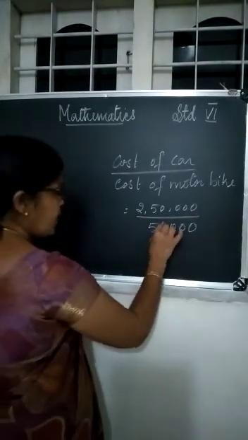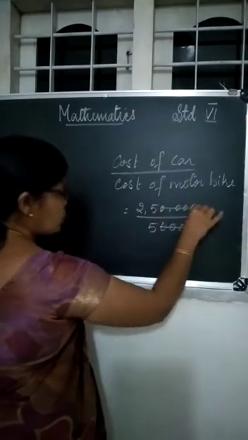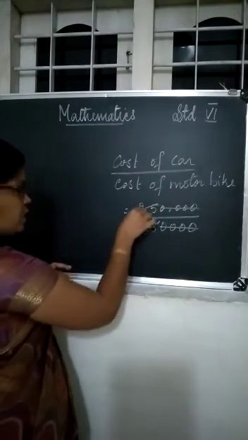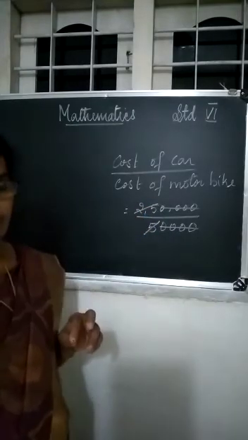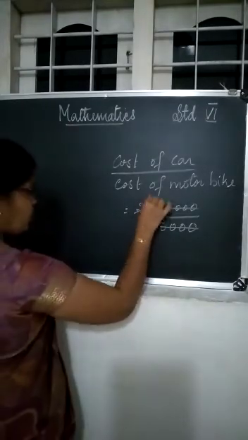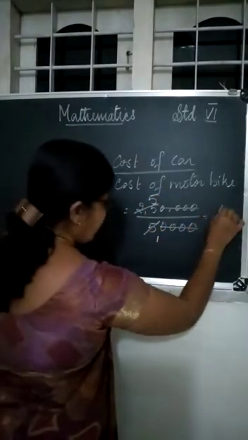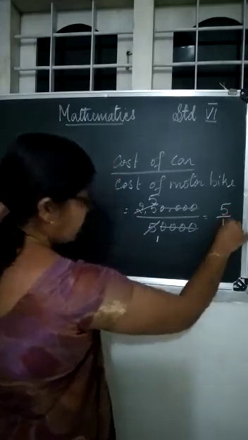Let us cancel these 4 zeros. Then we get 25 by 5. Let us divide 25 by 5. Then we get 5 divided by 1. Right? So we get 5 by 1.